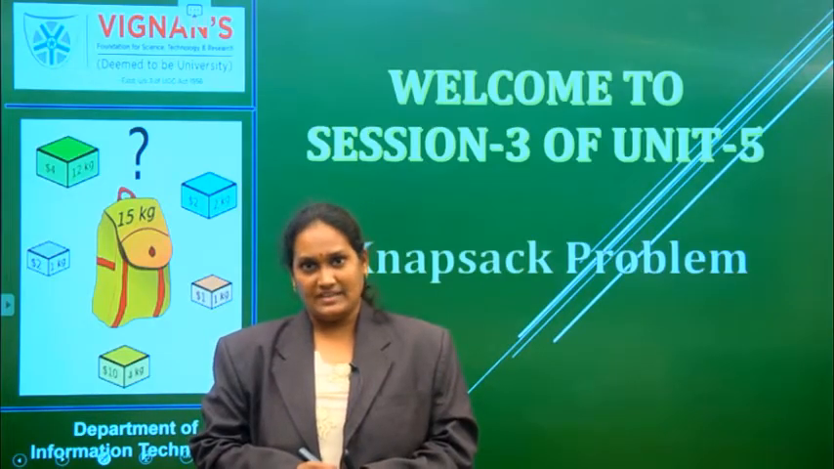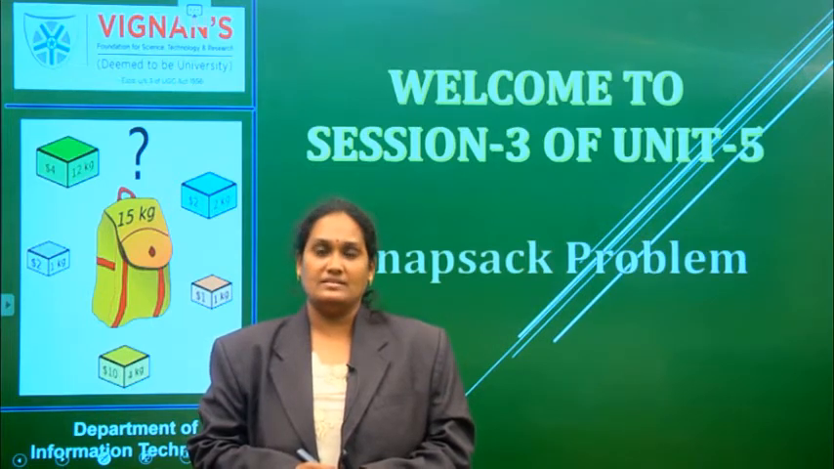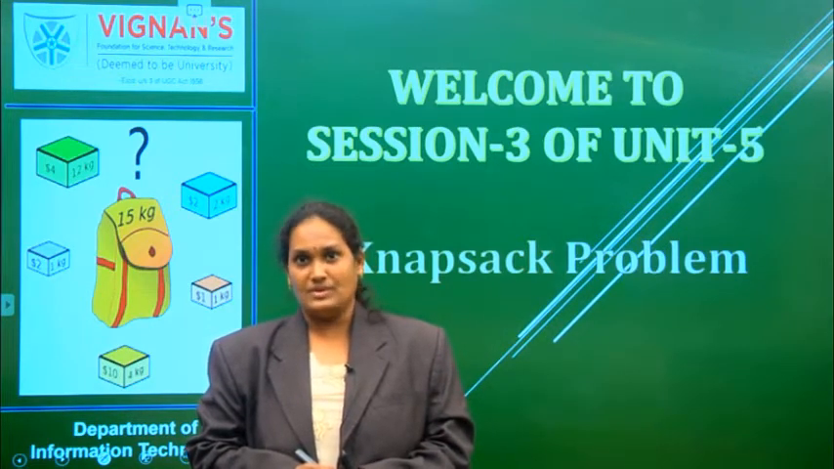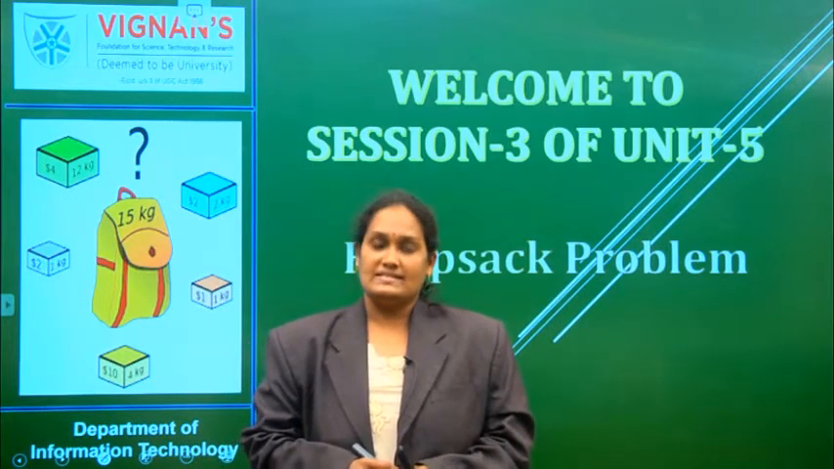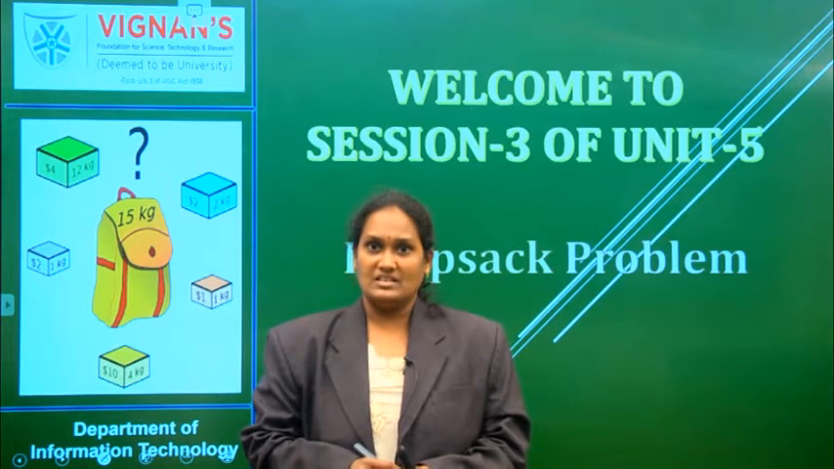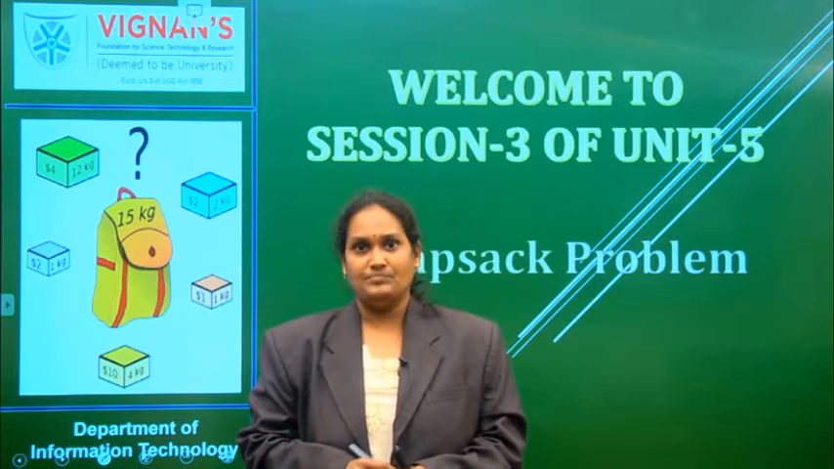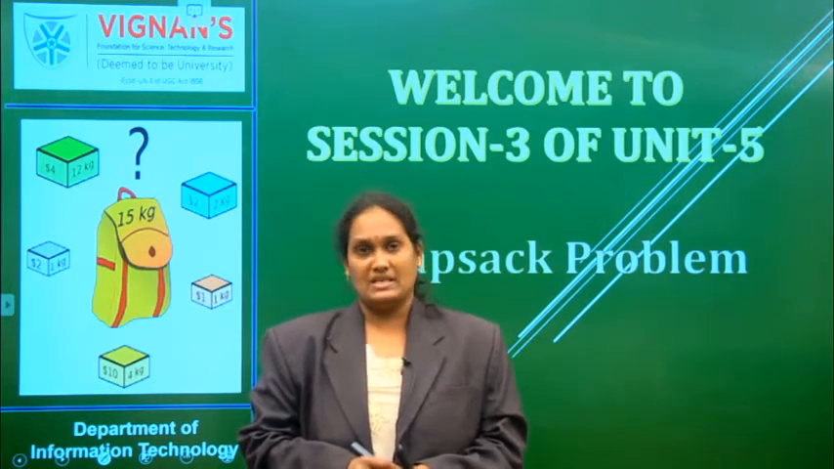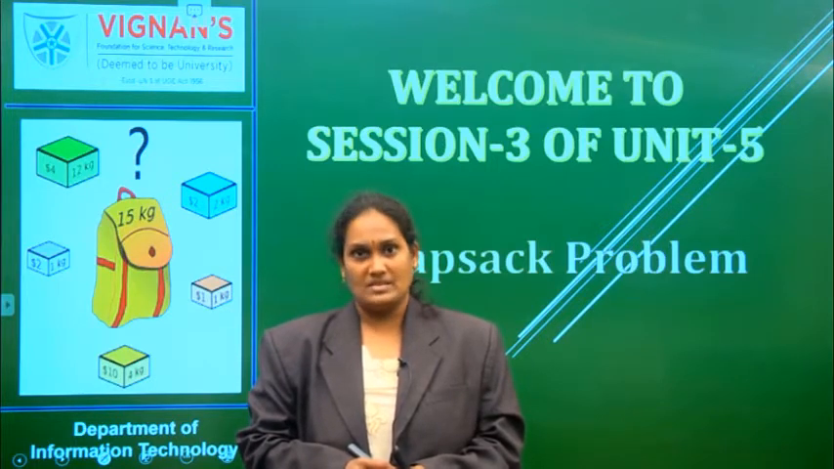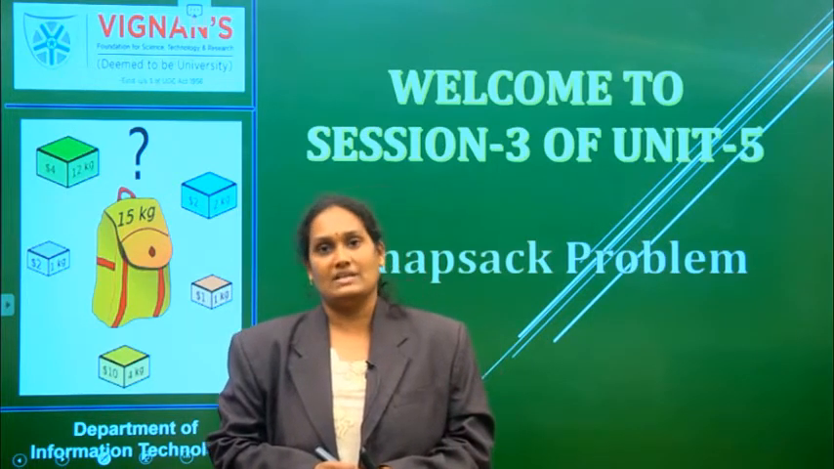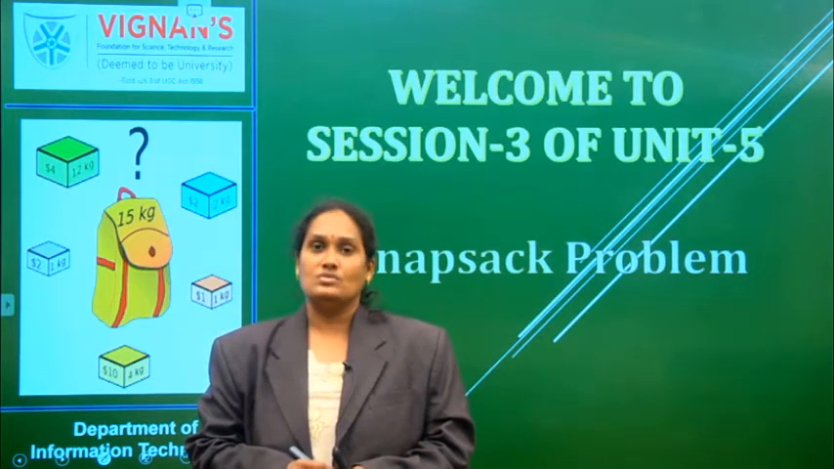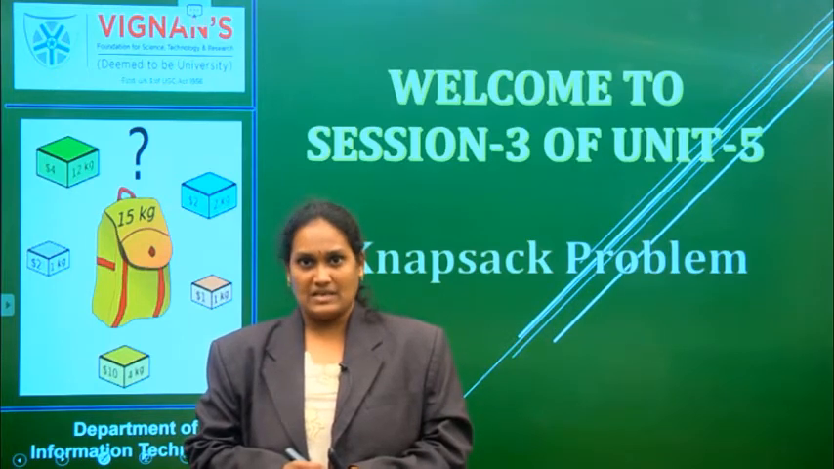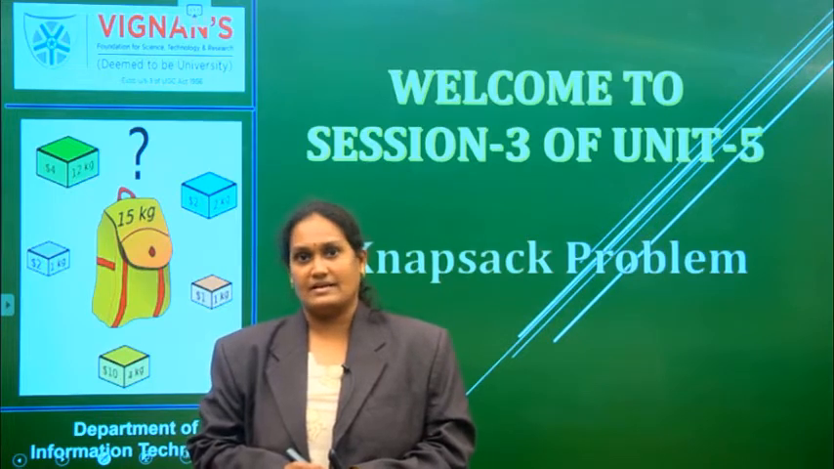Welcome to session 3 of Unit 5 in the course Design and Analysis of Algorithms. In our previous sessions, we saw the general method of the branch and bound algorithm design strategy, and also one of the applications solved using branch and bound, that is the traveling salesperson problem. In today's session, we are going to see how to solve the 0/1 knapsack problem by following the branch and bound algorithm design strategy.